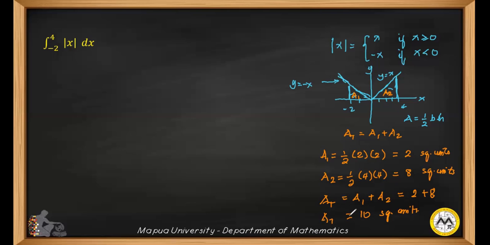Okay, so this only shows that geometrically, the definite integral is the area under the curve from a to b. So since we computed the area of the absolute value of x from -2 to 4 geometrically, then the result of evaluating the integral of the absolute value of x from -2 to 4 must also be 10. Okay, it must be 10.